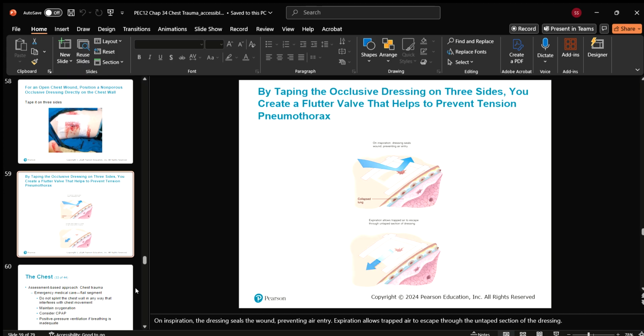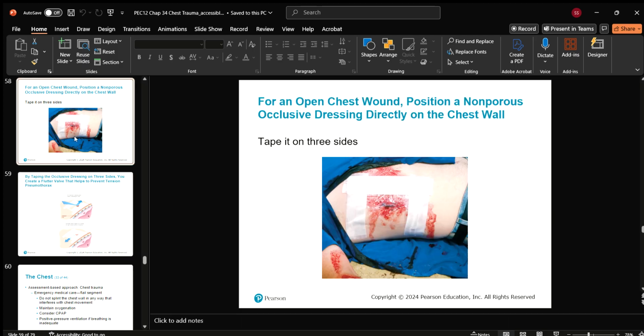So this is the thought behind it: that it creates a makeshift flutter valve, so that whenever you exhale, theoretically air can get out. But the reality is it doesn't work. It does not work.